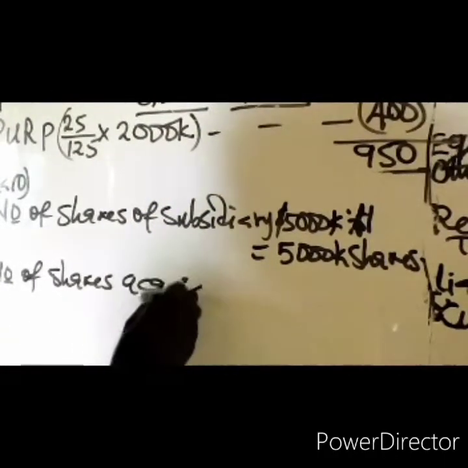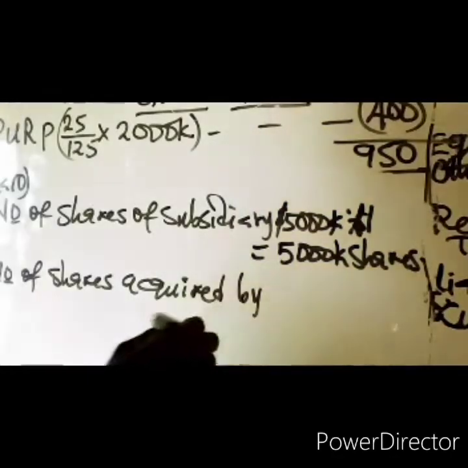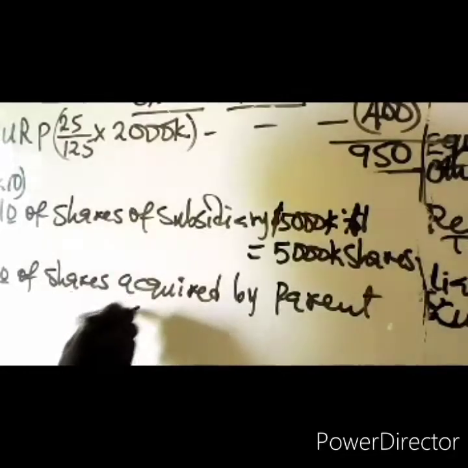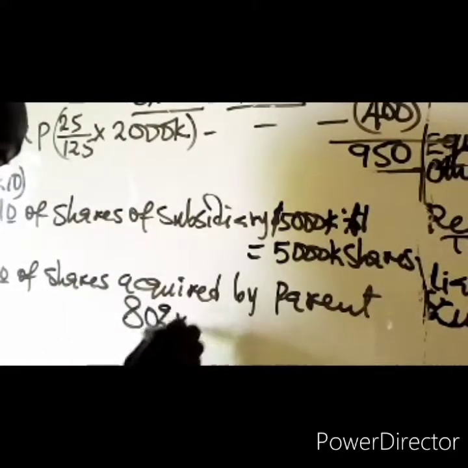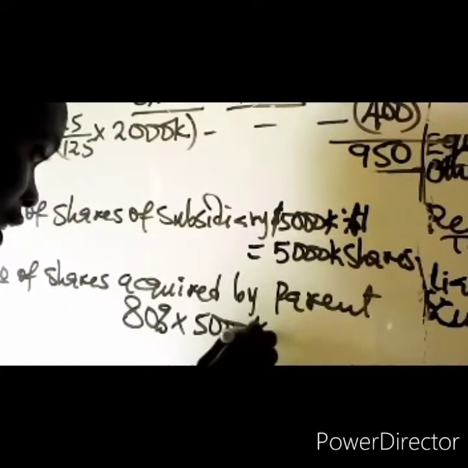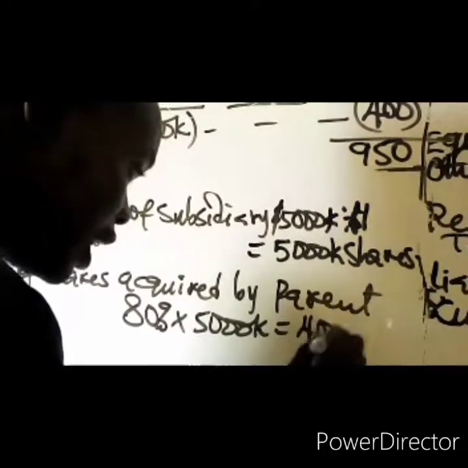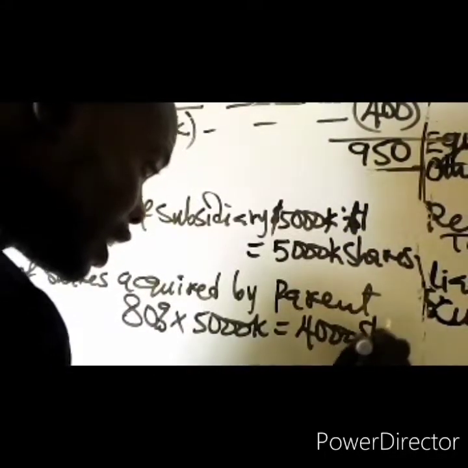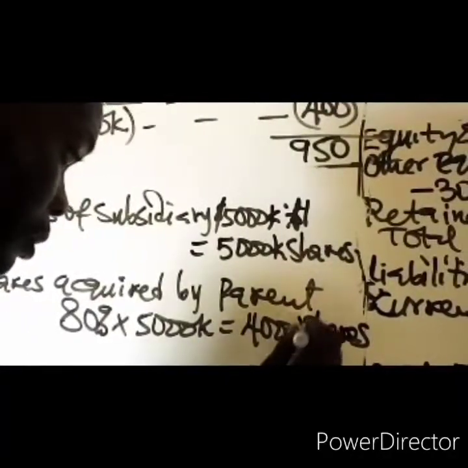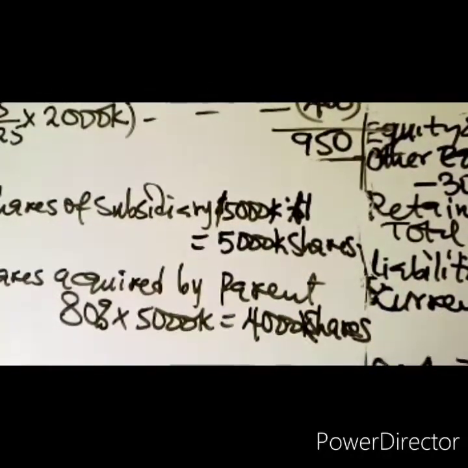Acquired by parent. So parent acquired 80% of subsidiary share, which is 5 million shares, and that will be 4 million shares. That is the number of shares acquired by the parent, 4 million shares.